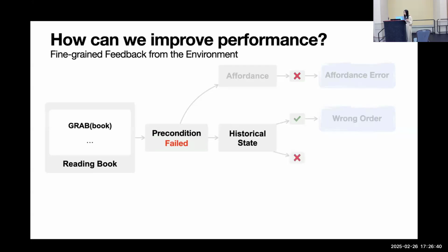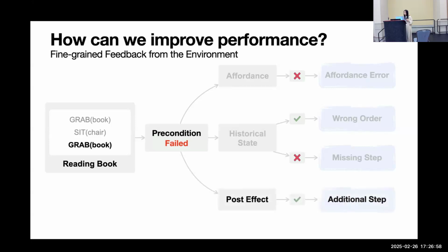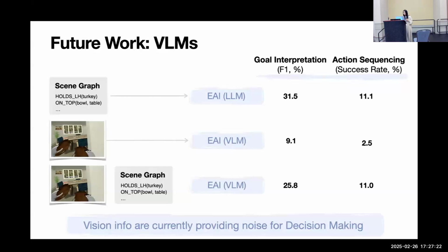On the contrary, if the historical state is not satisfied, then this basically means it's a missing step. So if we want to grab the book, we basically need to first find the book. This is how we can leverage this fine-grained feedback to fix the plan. And the last part is, if the precondition has failed but the post effect has been satisfied, then we can identify that maybe this action has already been executed. So this is the additional step. In this example, if we grab the book first, then sit down, and then grab the book again, basically it means the second grab book action is the additional step.